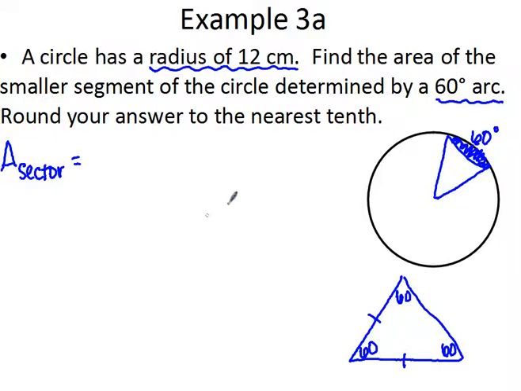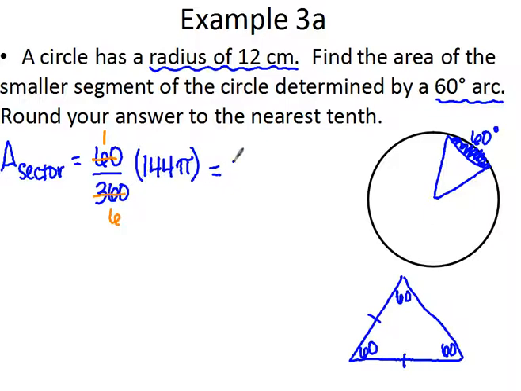Alright, the area of the sector, so of the pizza slice, we do degrees over 360 times the area of the circle. So we do pi times radius squared. We get 144 pi. Okay? 60 over 360 reduces to 1/6. So we do 1/6 of 144 pi. We get 24 pi. Okay? That's round one. Round two, we're doing area of the triangle.